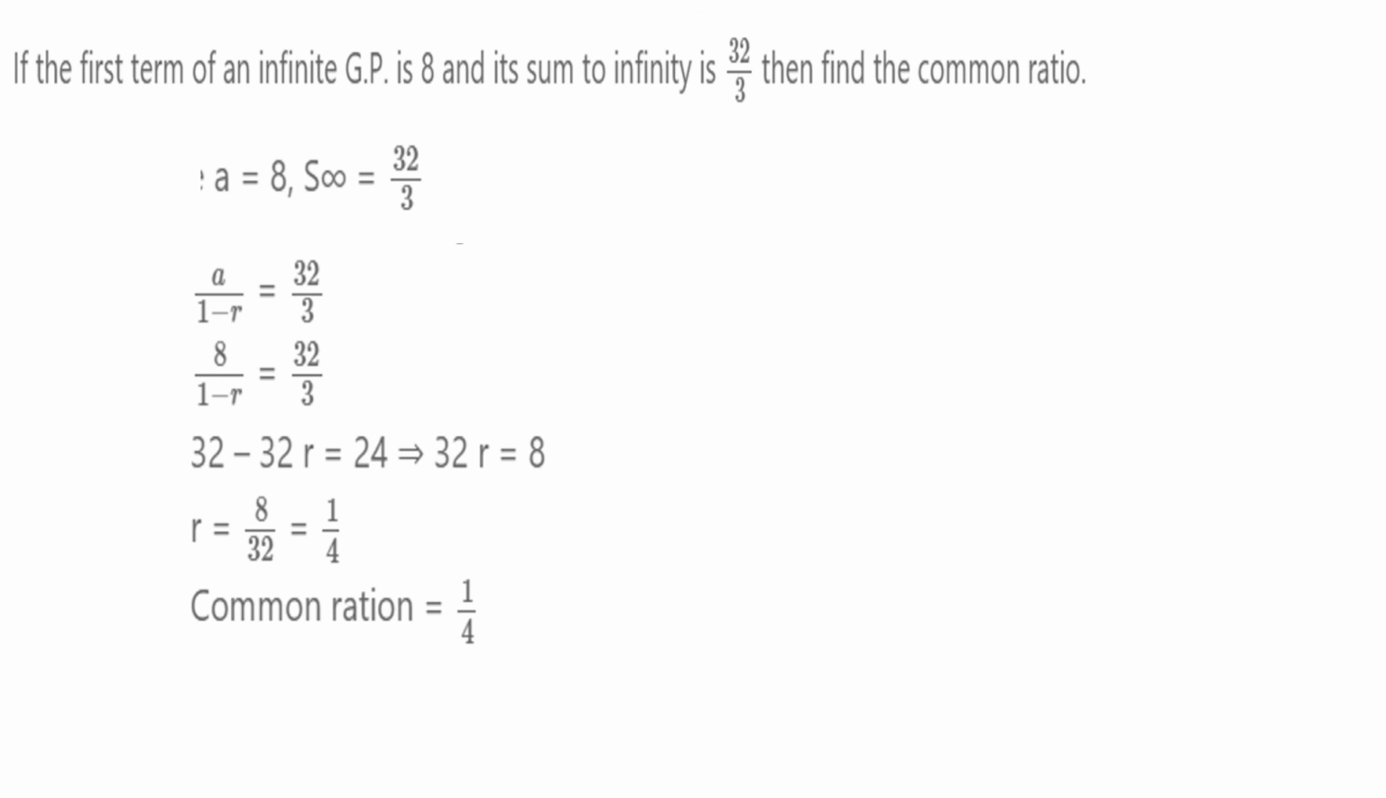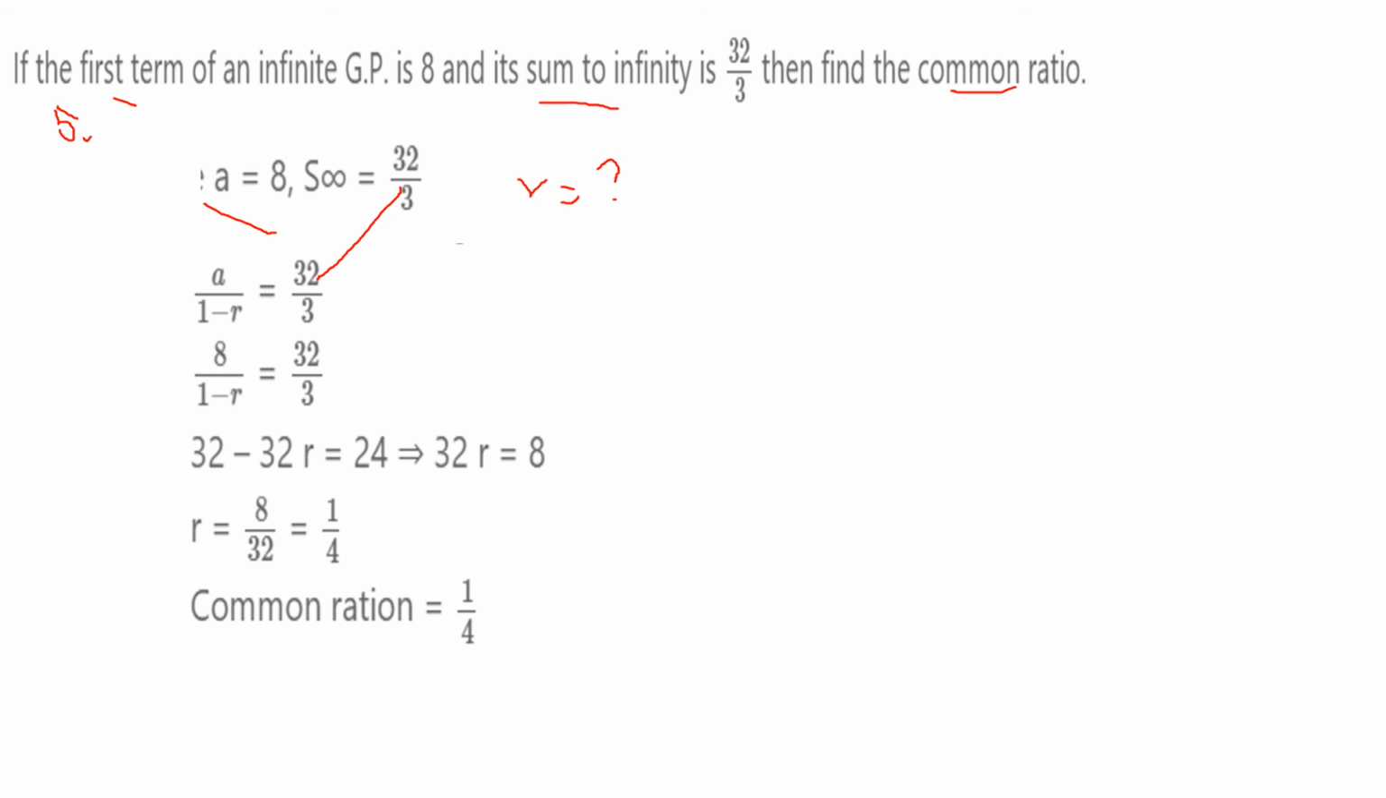Fifth sum. If the first term of an infinite GP is 8 and its sum to infinity is 32 by 3, then find the common ratio. So first term A equal to 8. Sum to infinity, that is S infinity, equal to 32 by 3. We have to find out R. So sum of infinity terms is A by 1 minus R. That is the formula, equal to, here given, 32 by 3.